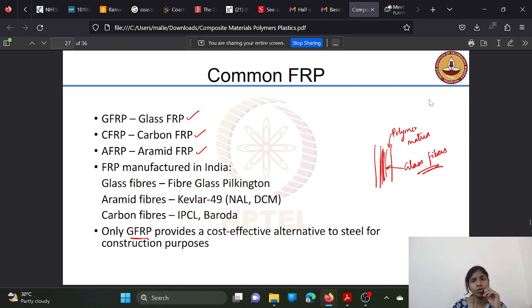The different types of common fiber reinforced plastics are GFRP, that is glass FRP, carbon FRP, and aramid FRP. Glass FRP is usually what is manufactured in India, and only glass FRP provides a cost effective alternative to steel for construction purposes, because carbon FRP and aramid FRP won't be cost effective. That's why the only replacement for steel in construction is glass fiber reinforced plastic.